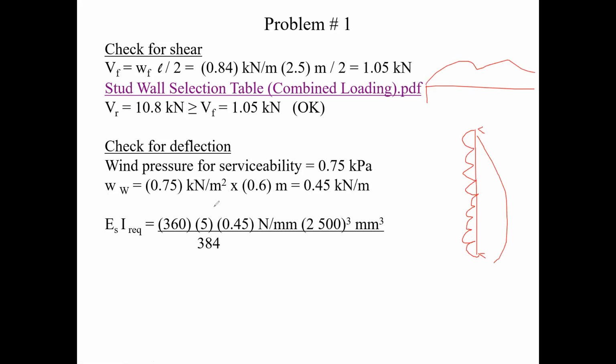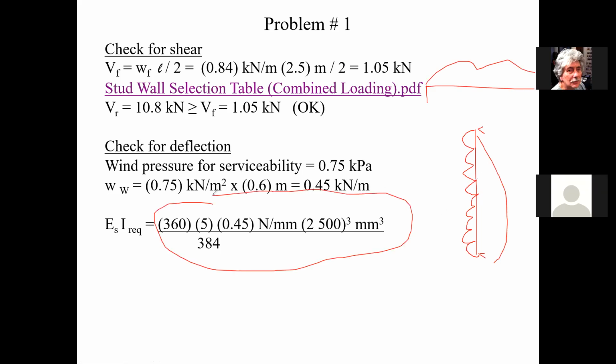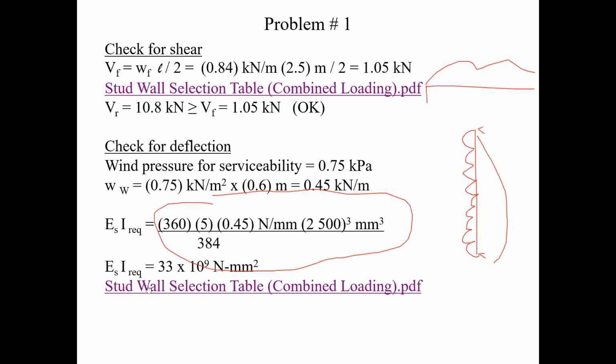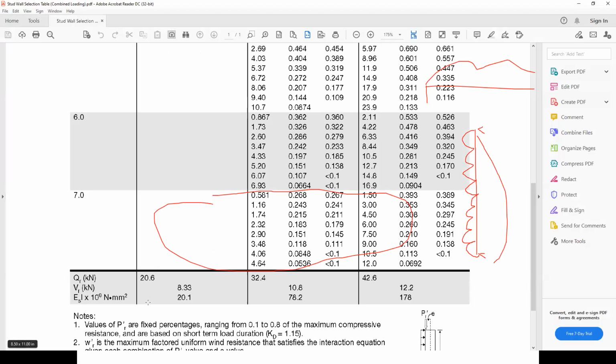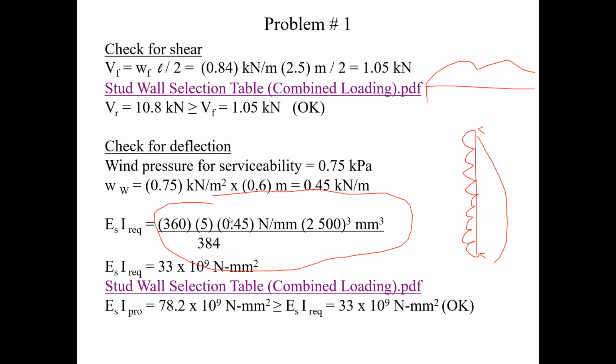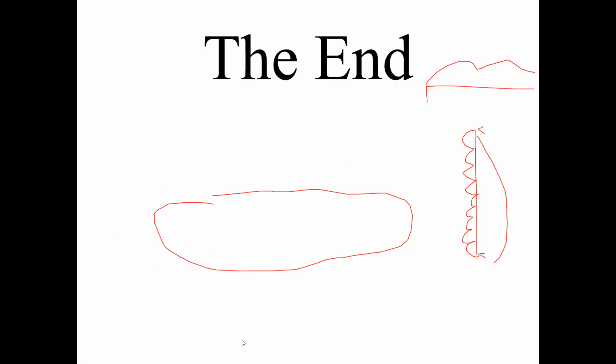So it's the same equation and everything, and we calculate that the EI required is 33.3. Now you don't even have to calculate the EI required. It's right at the bottom of the table also. And here it is: 78.2 times 10 to the 9 Newton millimeter squared. So that's good. And that's it. So there, you solved your first part of an exterior wall.